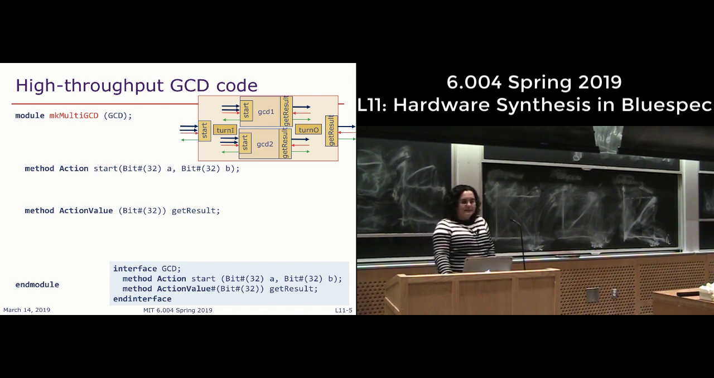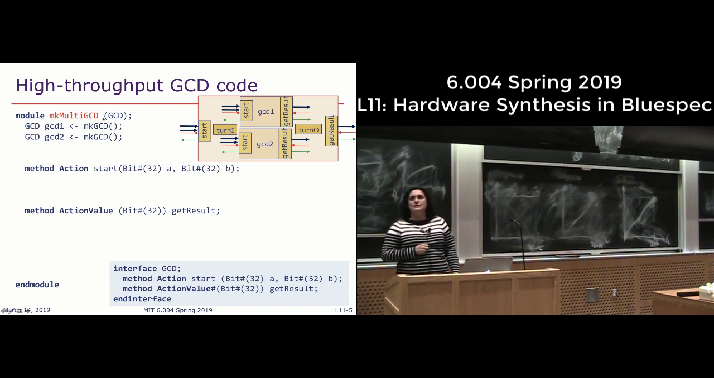Okay, so what does my multi-GCD module look like? Well, as we said, it has two methods, a start method and a getResult method. And the first thing that I need to do is instantiate what state I have in here. So in order to do that, I'm going to instantiate two basic GCD blocks, and I'm going to call them GCD1 and GCD2. So that corresponds to these two boxes.